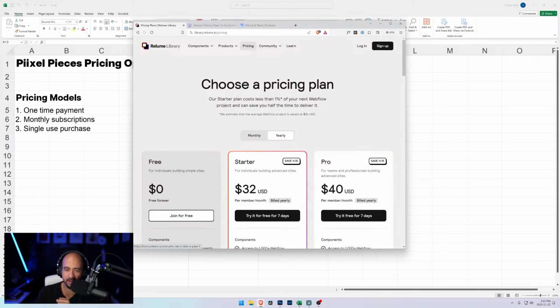Our startup plan costs less than 1%. Yeah. For sure. That's great marketing, right? By the way, good job.